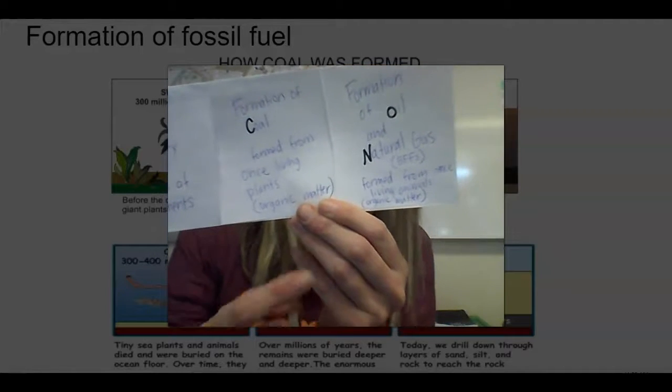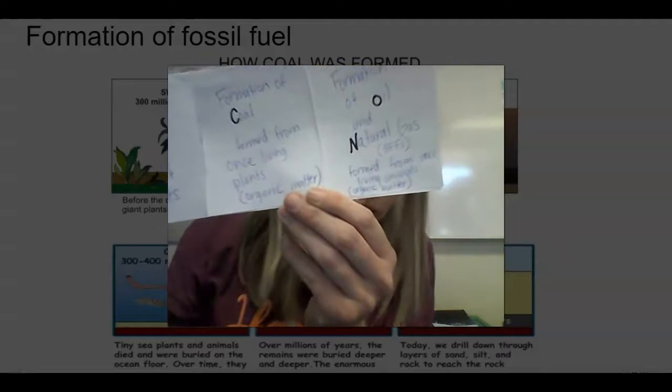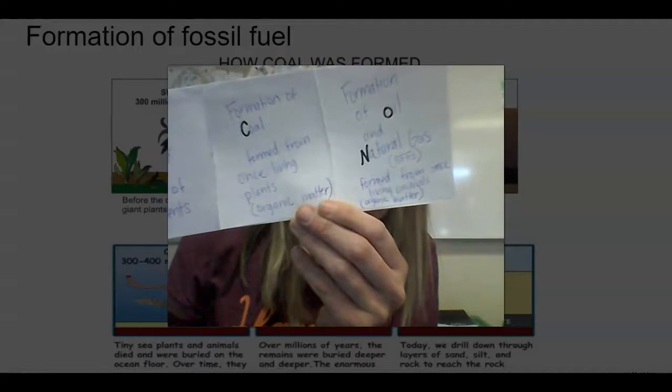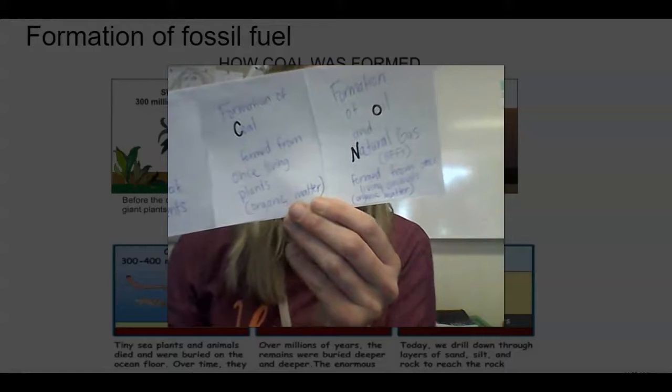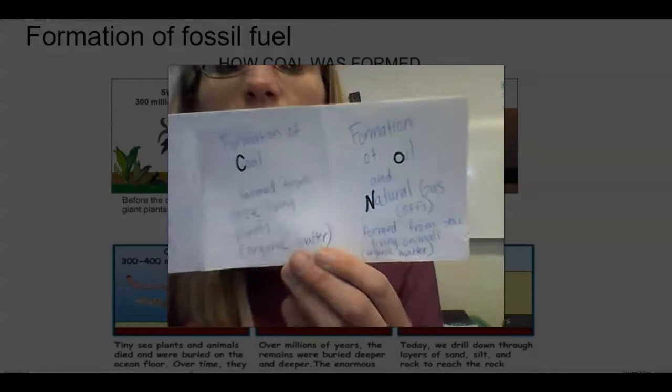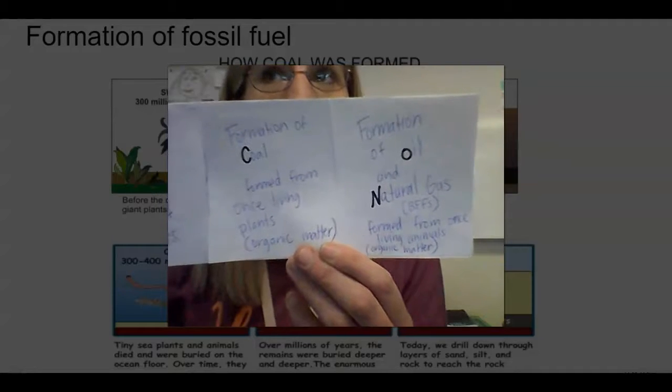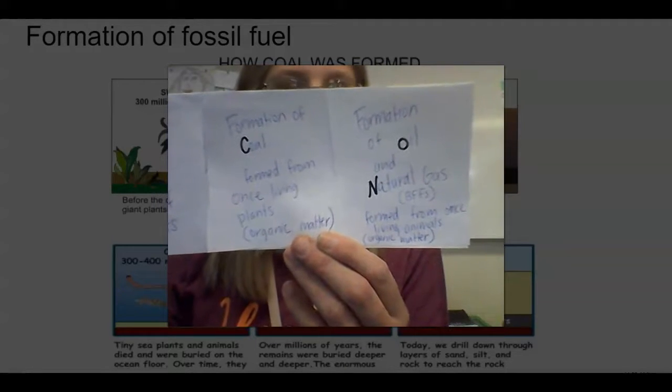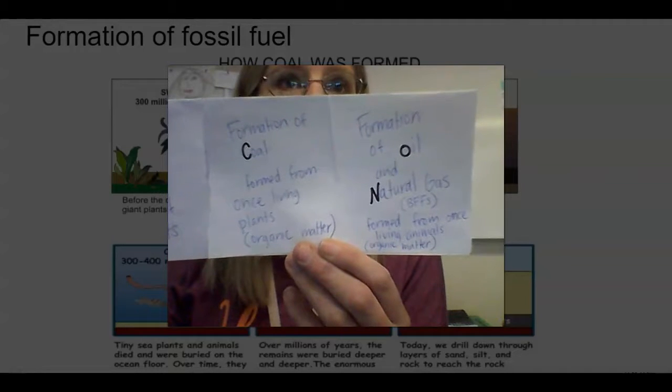Okay, again, they're all made out of organic matter and animals, that plankton. So think about that plankton, those ocean animals. So it's made out of both animals and plants. Okay, please pause your video and please write this down.